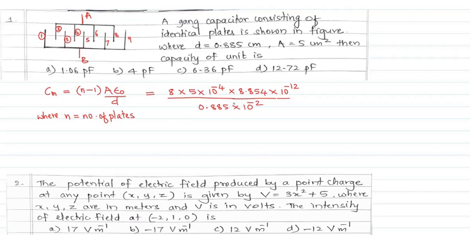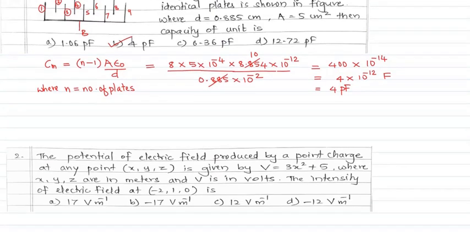Now simplify this. In one step you will have the answer. So this gets cancelled 10 times. If you multiply all the terms, 8 5s are 40, 40 into 10 is 400. If you simplify the power, minus 4 minus 12 is minus 16, divided by minus 2, you will have 10 raised to minus 14. So this is nothing but 4 into 10 raised to minus 12 farad, or you can say 4 picofarad. So option B is the answer.